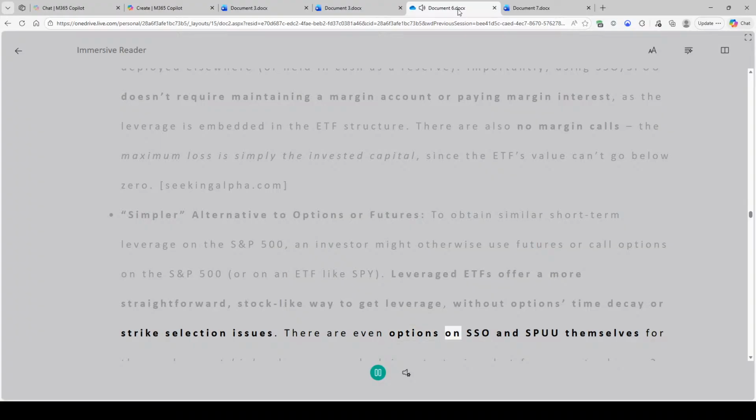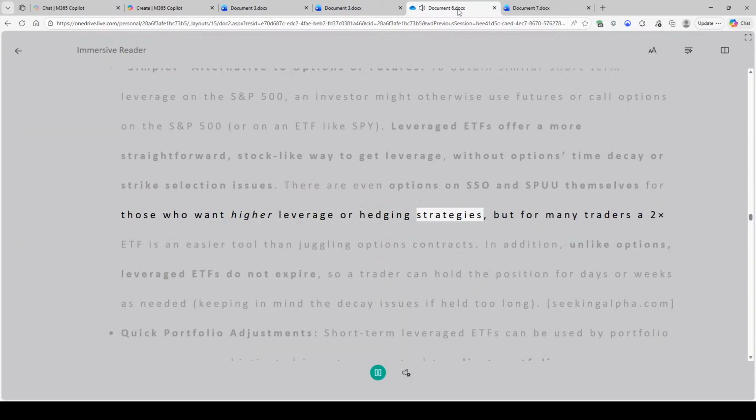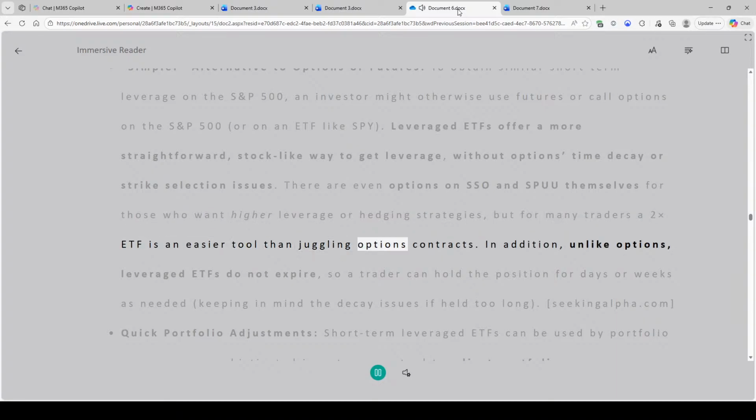There are even options on SSO and SPUU themselves for those who want higher leverage or hedging strategies, but for many traders a 2x ETF is an easier tool than juggling options contracts. In addition, unlike options, leveraged ETFs do not expire, so a trader can hold the position for days or weeks as needed, keeping in mind the decay issues if held too long.